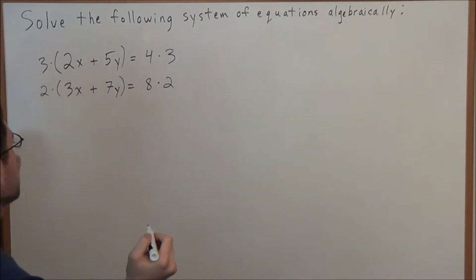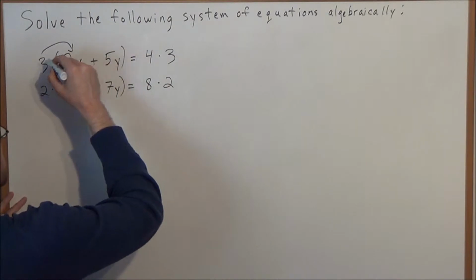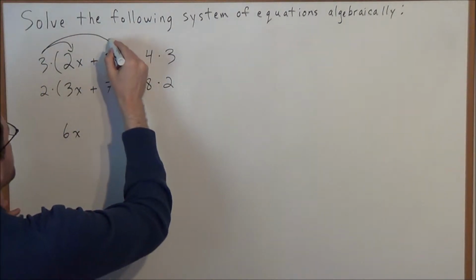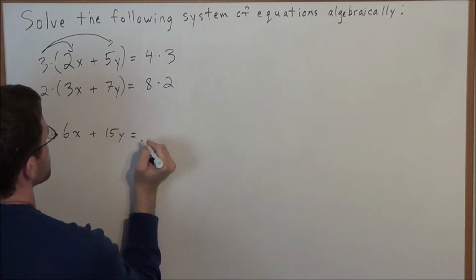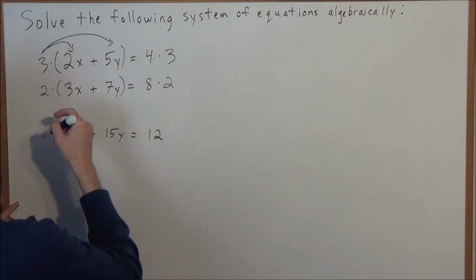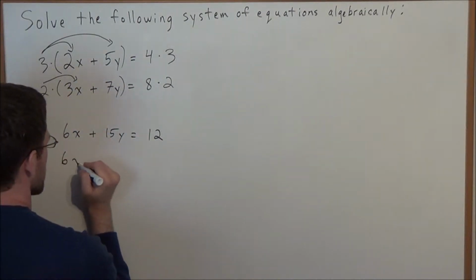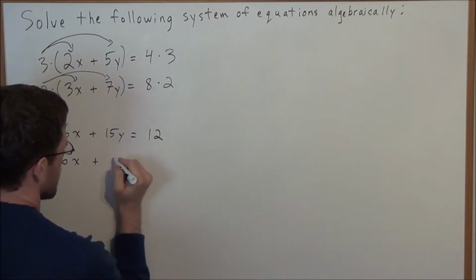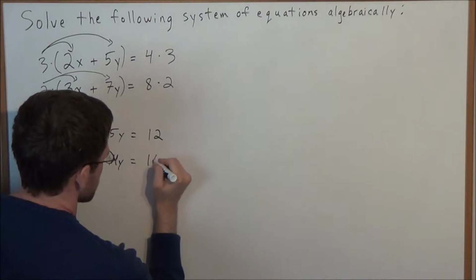So now when we generate our new system of equations, we have 3 times 2x is 6x, and we have 3 times 5y is a positive 15y, and this equals 4 times 3, which is 12. So now when we distribute the 2 in the bottom equation, we have 2 times 3x is 6x, and we have 2 times 7y is a positive 14y. And this is equal to 8 times 2, which is 16.